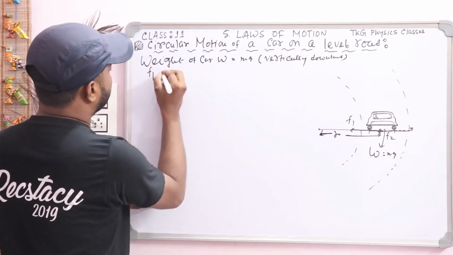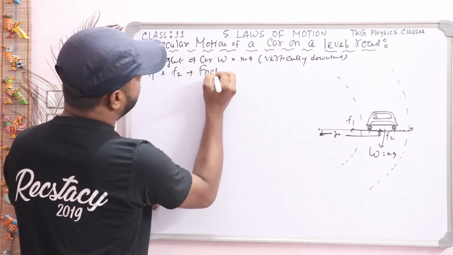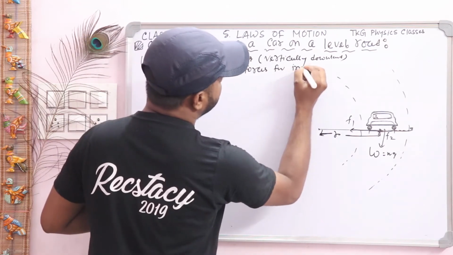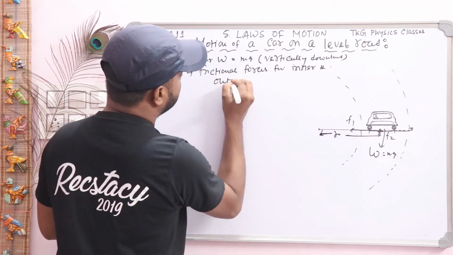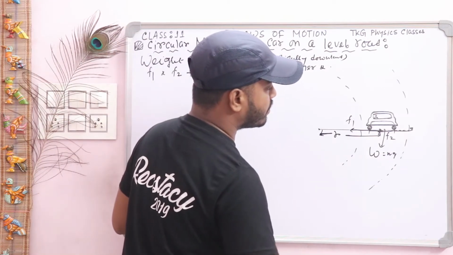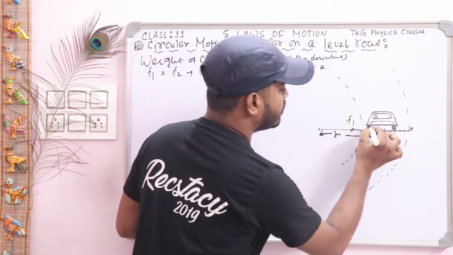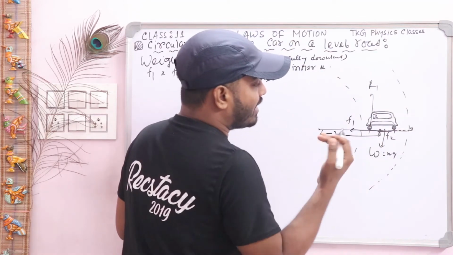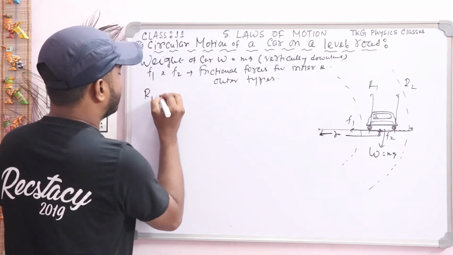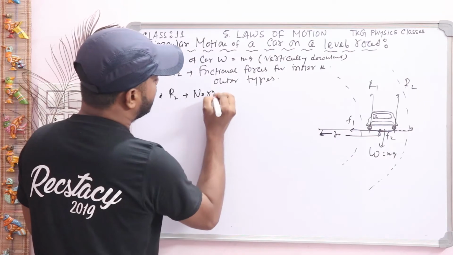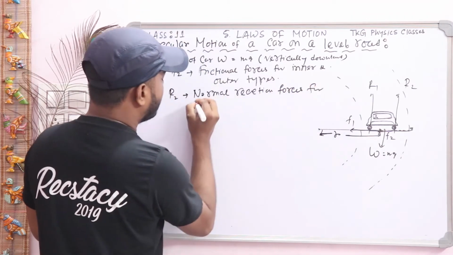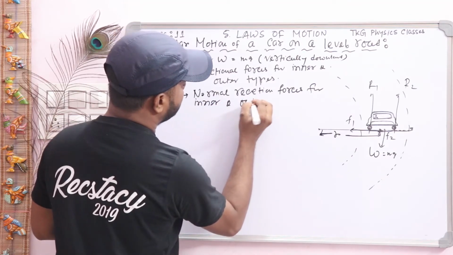Now F1 and F2 are the frictional forces for inner and outer tires. Okay, now see here, R1 is the reaction force. Suppose R1 is the reaction force of the ground on the inner tire, which is directed vertically upward, and R2 is the reaction force of the ground on the outer tire. Write it. So R1 and R2 are the normal reaction forces for inner and outer tires.